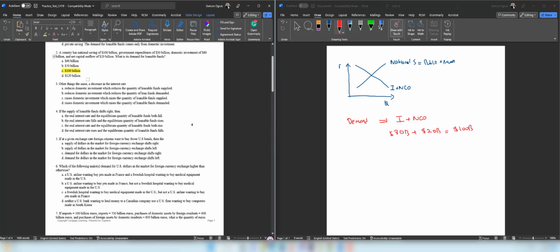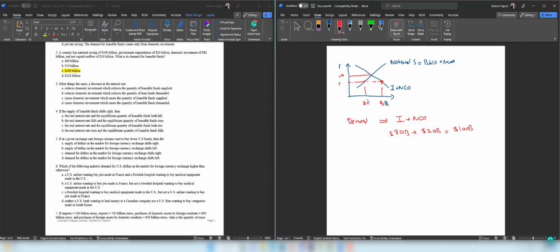Next question: other things the same, a decrease in the interest rate. So again, we need to check the loanable funds model. You see here, this is the equilibrium rate, right? If the interest rate decreases, look what happens. Here is another interest rate. So supply is here, demand is here. So this is quantity demanded of loanable funds, and this is quantity supplied of loanable funds.